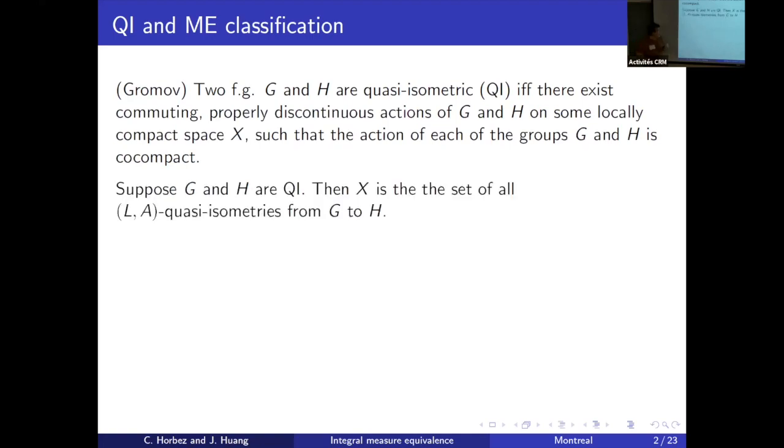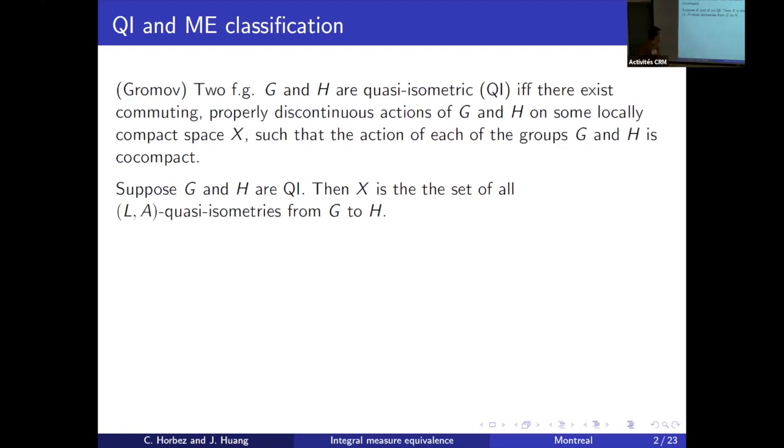So I want to explain. Suppose we already know G and H, two finitely generated groups, are quasi-isometric. Then how do we get this definition? We take X to be the set of all (L, A) quasi-isometries from G to H. This is a set of maps, and it is non-empty since G and H are quasi-isometric, so for some choice of L and A the set is non-empty.